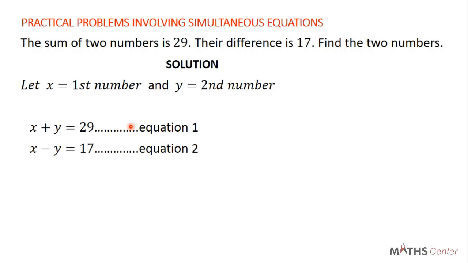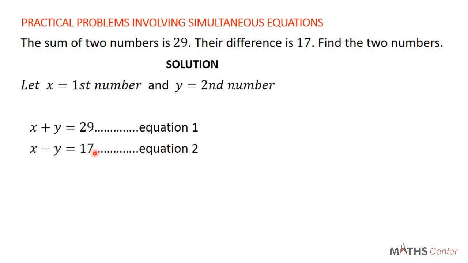First, you have to represent the unknowns in the question by a variable as we have here. So the first number is equal to x and the second number is equal to y. Now, after you use variables to represent the unknowns, you then use these variables to write the equations for the question. With the equations, you can solve them and find the numbers.